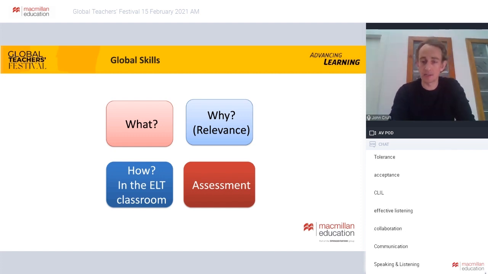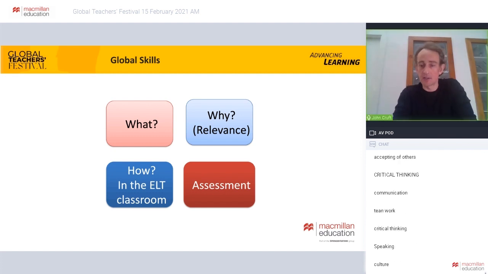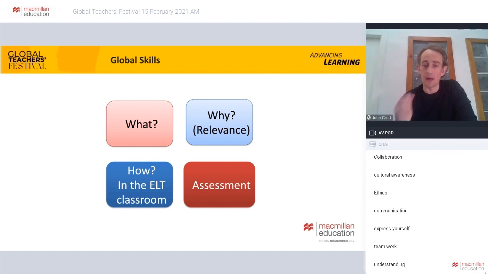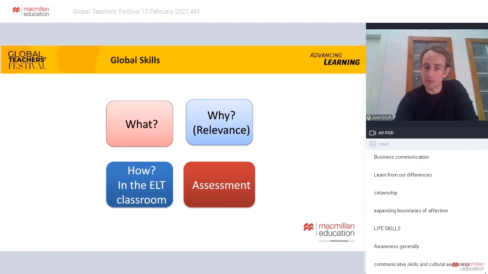Critical thinking, communication, acceptance, effective listening, intercultural. Okay. Lots of acceptance. Okay. Analytical thinking, computing, ethics, understanding. All right. What I'll try and do, I think what these do is they fall under maybe four or five different umbrellas. Okay, good. Someone said life skills as well. Life skills, 21st century skills.